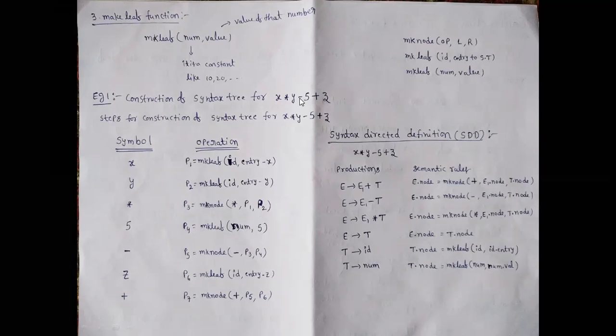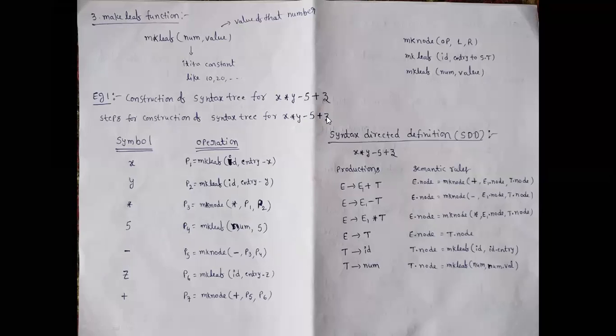Next we perform subtraction. We take the subtraction symbol, which is an operator. Which function are we using? MK node: operator comma left comma right. The operator is minus, and the left child for minus is x star y. Where did we perform the operation x star y? In P3. So we consider P3 as the left child, and here we use 5 in P4. So the left child address is P3 and the right child address is P4, right? Then minus is complete.